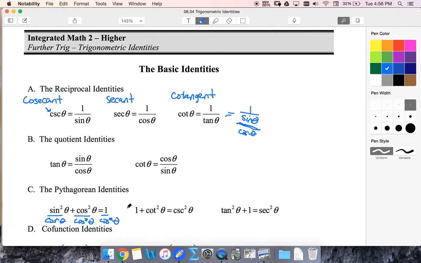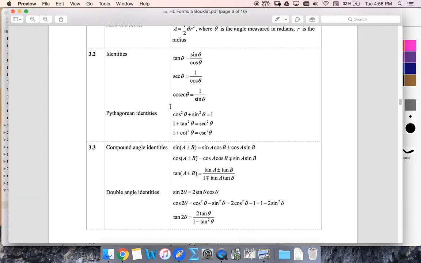But none of these Pythagorean identities you have to memorize because those are given to you in the formula booklet. Oh, and so are secant and cosecant. So that's nice. You don't have to remember those either. Notice they use cosec rather than CSC, same thing. So all of the Pythagorean identities are given to you.